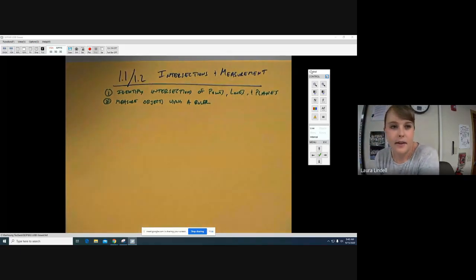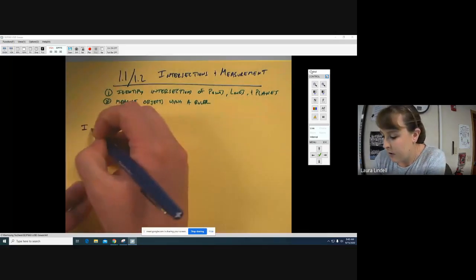All right. So the measure objects using a ruler one might feel like we're going back to 2nd grade, but it's an important skill. And believe it or not, there's quite a few people out there who still have a hard time with that. So we are going to go over that again and make sure that we're all ready to roll with that. Okay. So for intersections, first we have to talk about what it means for 2 things to intersect.